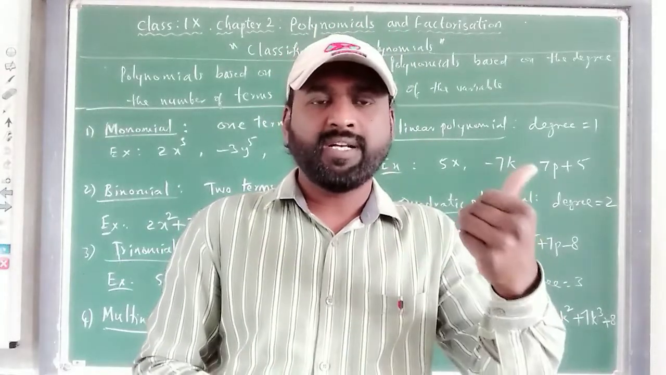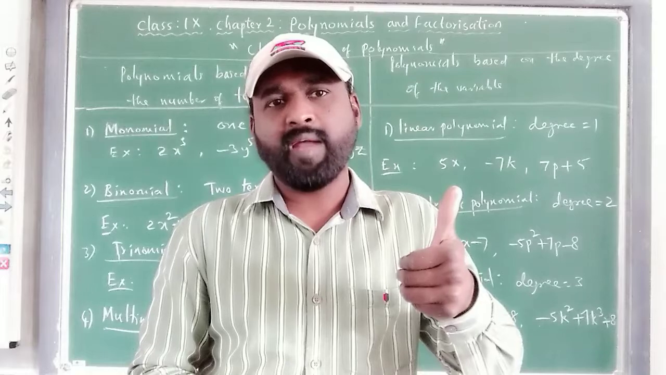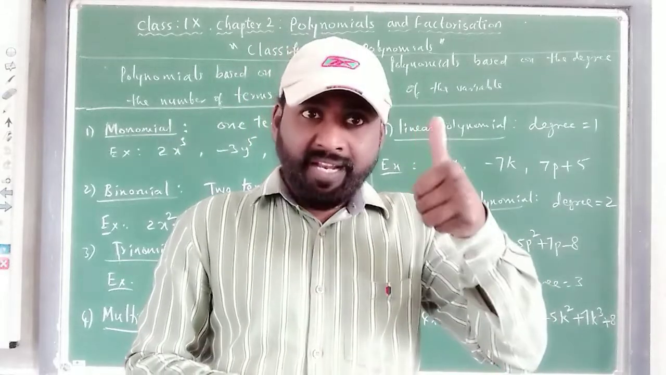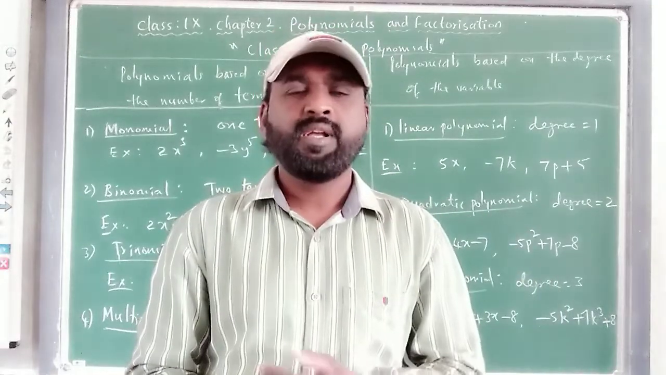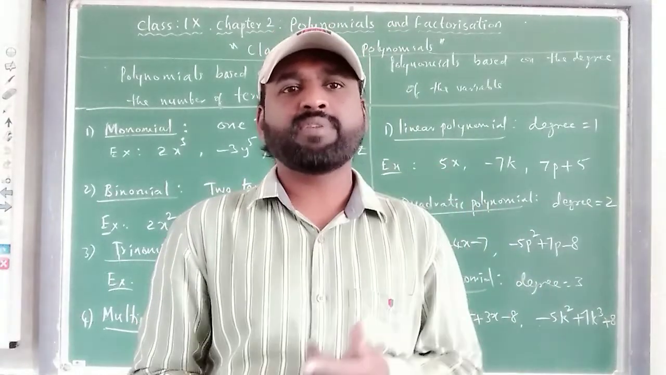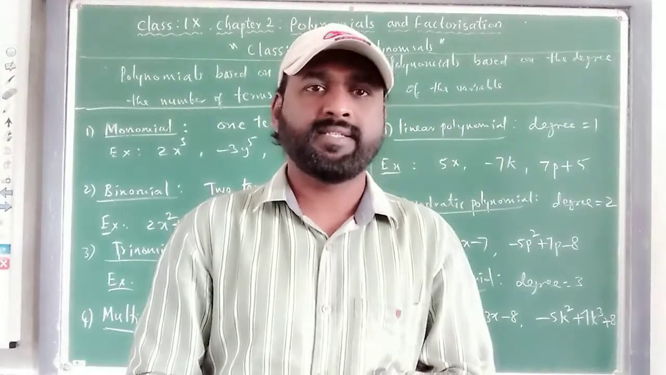If the degree is 1, that is called a linear polynomial. A linear polynomial's degree is 1. That linear polynomial will have at most two terms. A single term is also possible, 2 terms are also possible, but 3 terms does not exist.